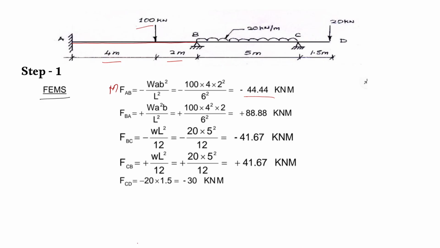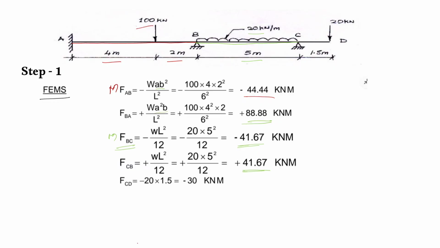Fixed end moment for span B to C, there is a UDL of 20 kilonewton per meter. So MFBC is equal to minus W L squared divided by 12. W is 20, L span is 5 meter. So 20 into 5 squared divided by 12, we will get minus 41.67. Similarly, MFCB we will get 41.67 and MFBA we will get 88.88. Just the formula is different.